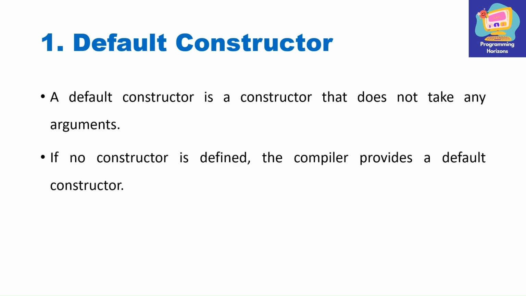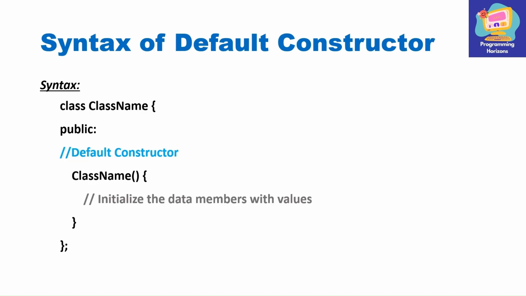The first type of constructor is a default constructor. A default constructor is defined as a constructor that does not take any arguments. If you specify no constructor in your program, then the compiler automatically provides a default constructor whenever an object of the class is created. This is the syntax of a default constructor. As you can see here, the name of the constructor is same as that of the class. No parameters are passed along with the name, and we can initialize the data members with the desired values inside the body of the constructor.